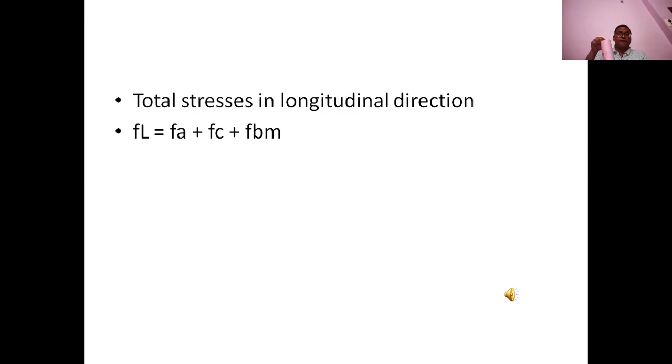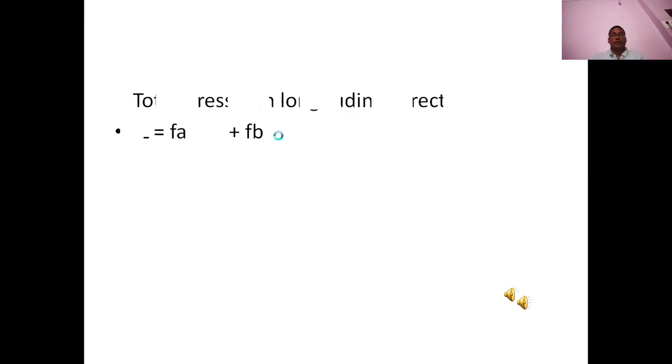and this Fa is because of the internal pressure. Again, this is in the axial direction. And FBM, which is the bending moment stress, is also in the axial or longitudinal direction. So the resultant or total stress in the longitudinal direction, FL, is equal to Fa plus Fc plus FBM. Now what will be the resultant stress?